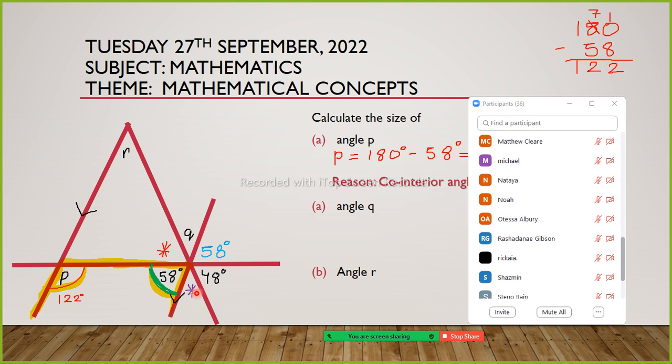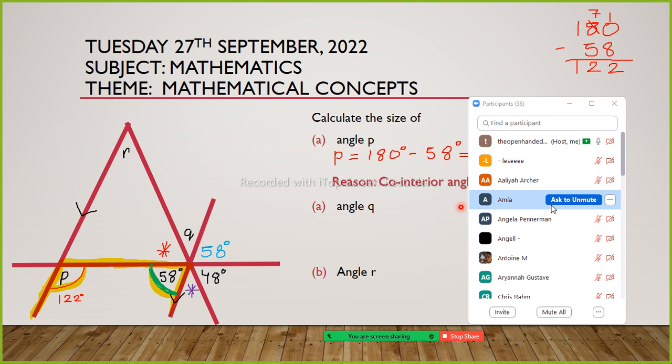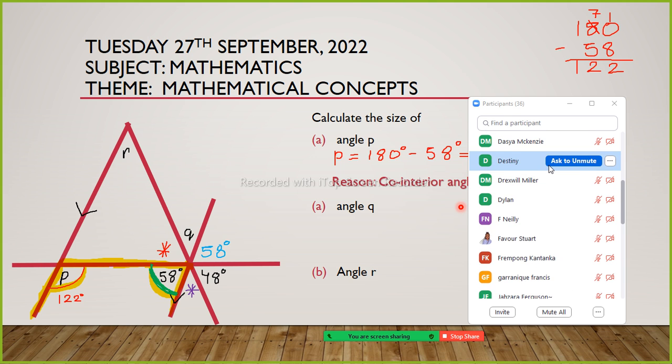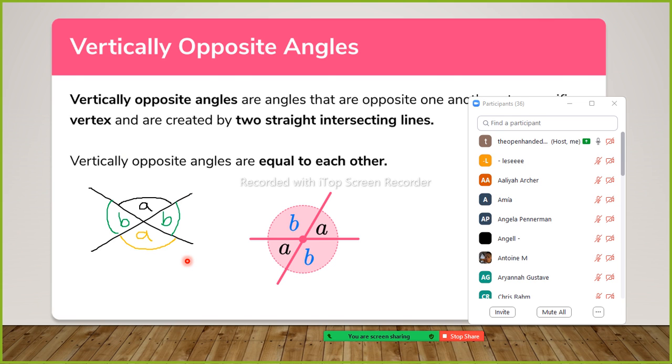Purple? Okay, this is a good person to ask right now. Divine, are you there? Divine Johnson, yes sir. I'm talking about 48. Is 48 vertically opposite to the angle in the red or the angle in purple? I want to say red, but it looks like it's more on purple, because it's facing it, I guess. Remember we say vertically opposite?